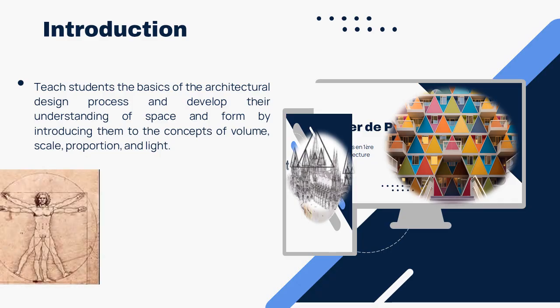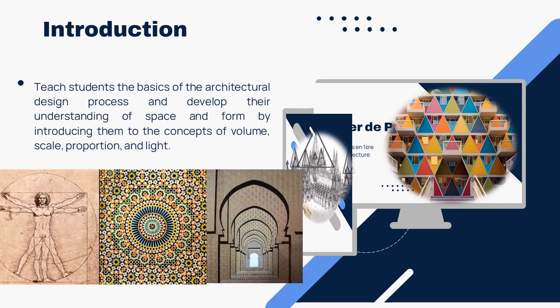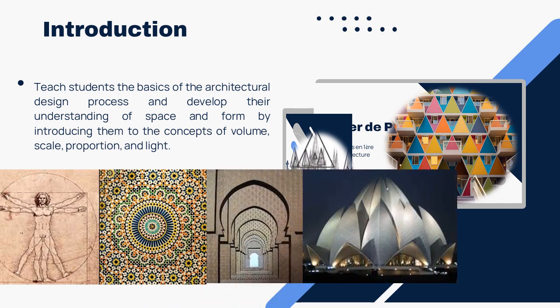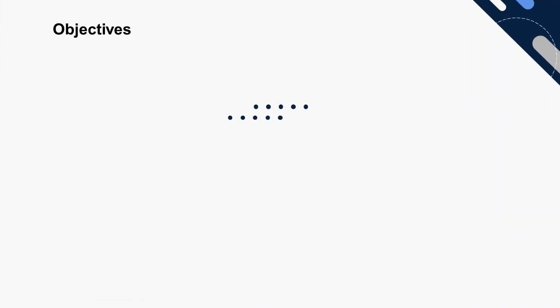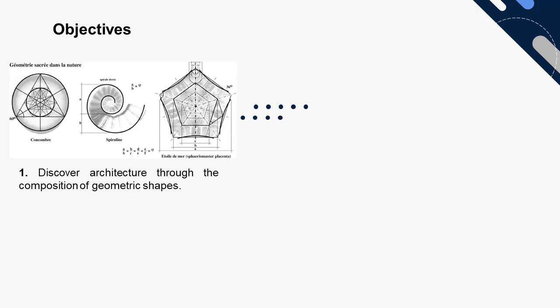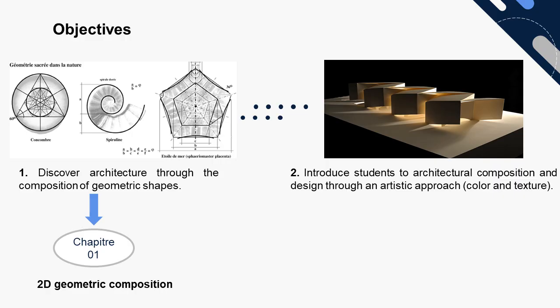The work is therefore focused on geometry, flat shapes, volumes, and artistic expression. In this regard, the project workshop model aims to discover architecture through the composition of geometric shapes through chapter 1, which is 2D geometric composition. It also aims to introduce students to architectural composition and design through an artistic approach, color and texture through chapter 2 entitled Color in Architecture.